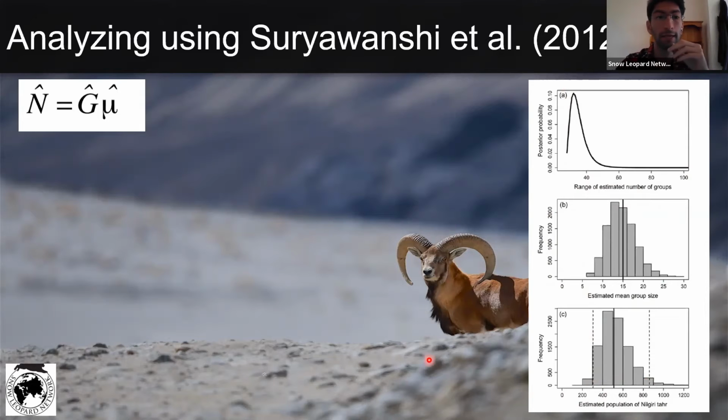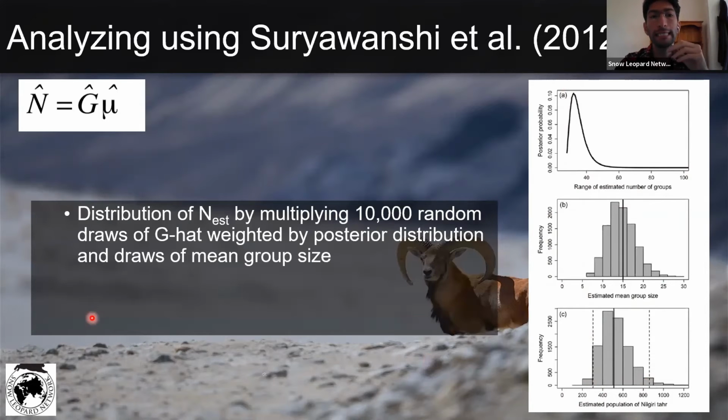So I'll just explain how we do that. What we basically do is generate a distribution of N estimate, which is N hat, the distribution that I spoke about. How do we do that? We take 10,000 random draws of G hat, weighted by its posterior distribution. So what we tell R is, go into this distribution and draw 10,000 numbers of groups, weighted by the posterior distribution.